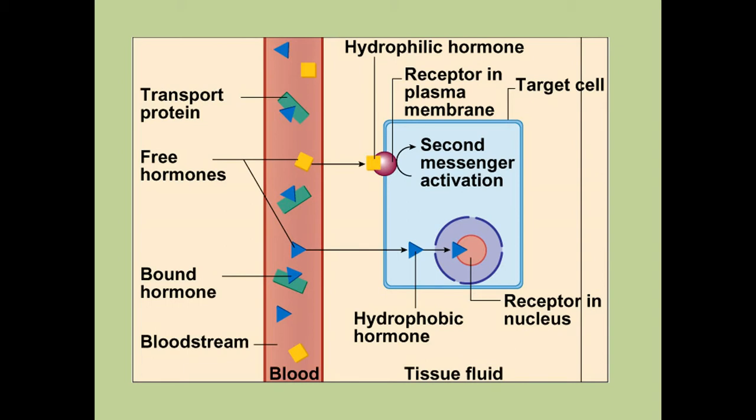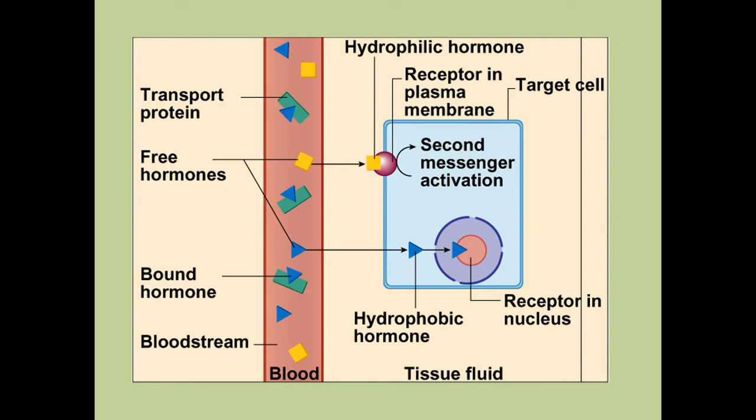Now look at that blue triangle going into the target cell. Do you see it went straight inside of the cell? That's because it's a lipid and the membrane is a phospholipid bilayer, and so it's able to go straight into the cell. And in fact, in this case, it went straight into the nucleus and had some effect on the DNA of that cell, activated some genes and got some kind of a response.